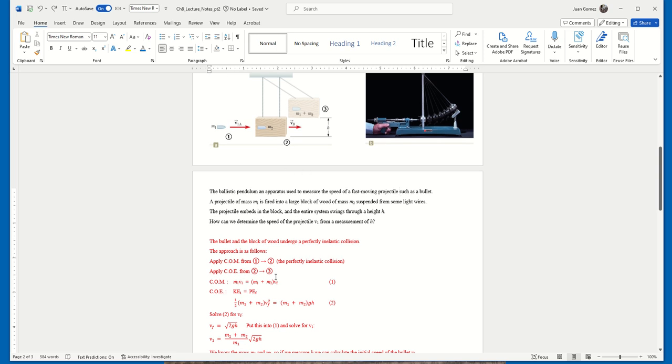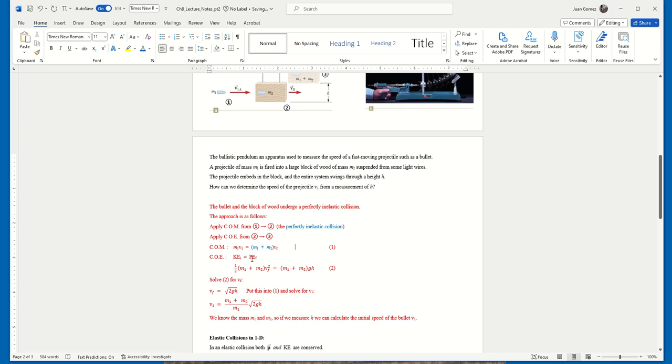The final momentum, remember, it's a perfectly inelastic collision. So you treat them as one object with a total mass of m1 plus m2. So it's m1v1 equals (m1 plus m2) v final. We'll call that equation 1.